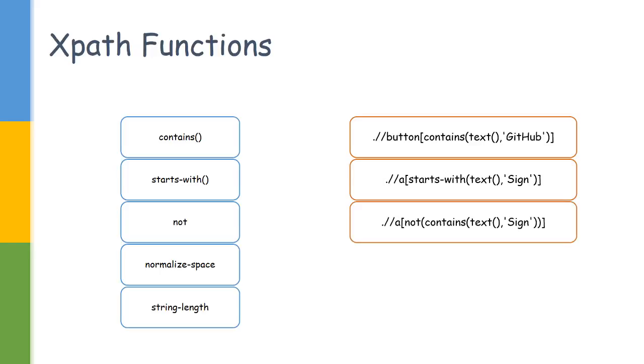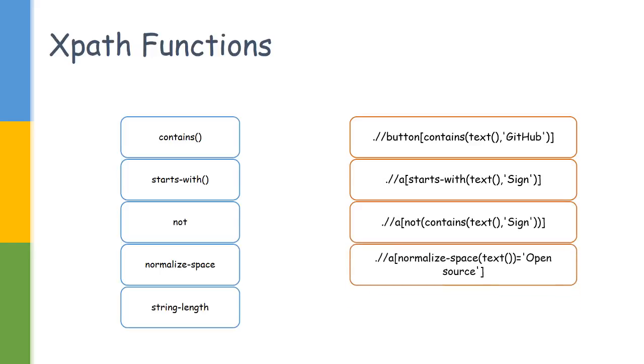Not is to find the opposite of it. Normalize-space trims the white spaces at the beginning and the end. String-length, as you guess, will give the length. You can compare it with some value. So these are functions. There are multiple other functions, but be sure you only use the functions of XPath version 1.